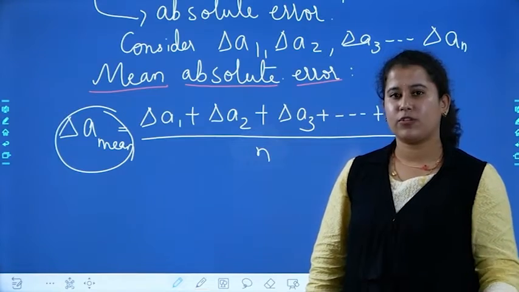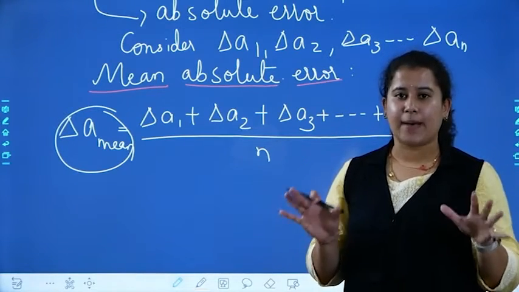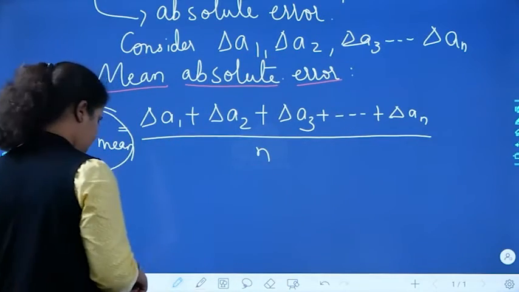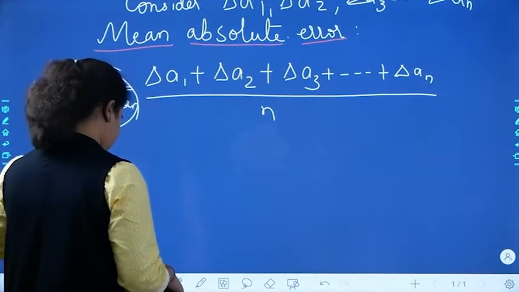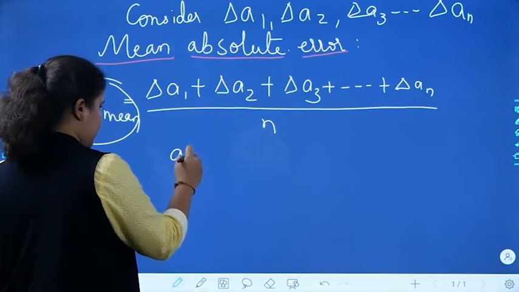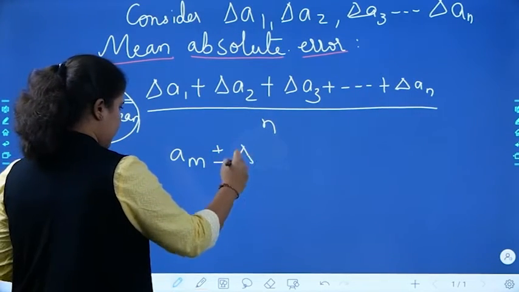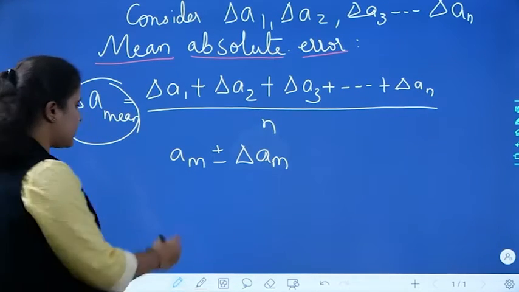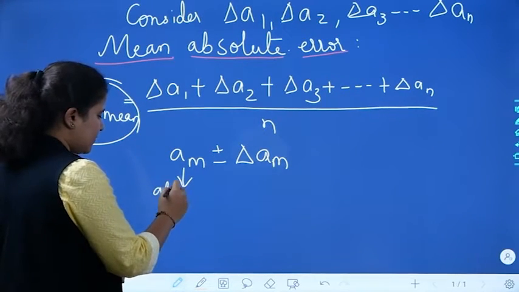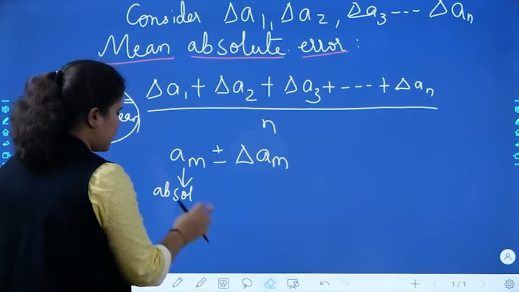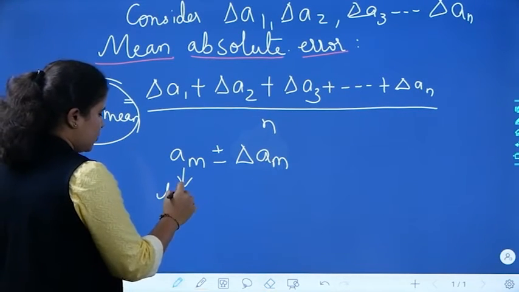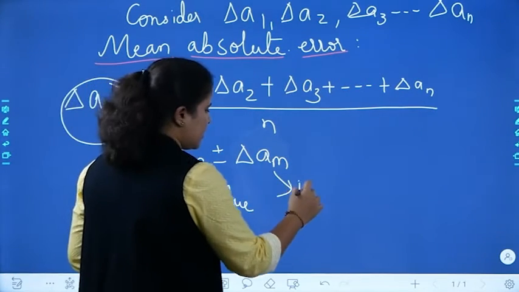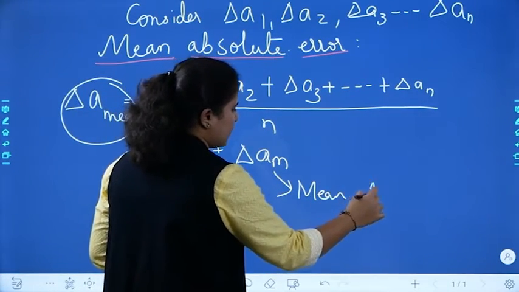So generally to get to know how to measure the absolute error, the first thing you have to do is take the general form of this. The general form will be taken in terms of A mean plus or minus delta A mean. Okay, so what is this? A mean is the true value, and delta A mean is nothing but your mean absolute error.